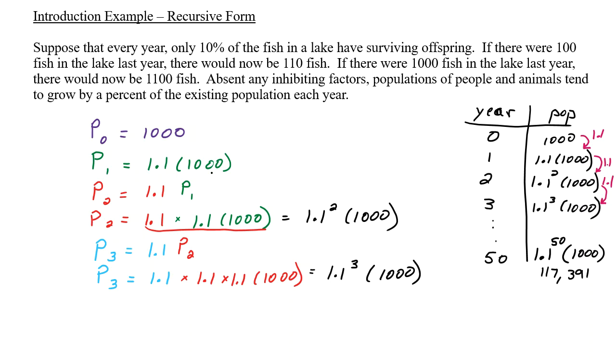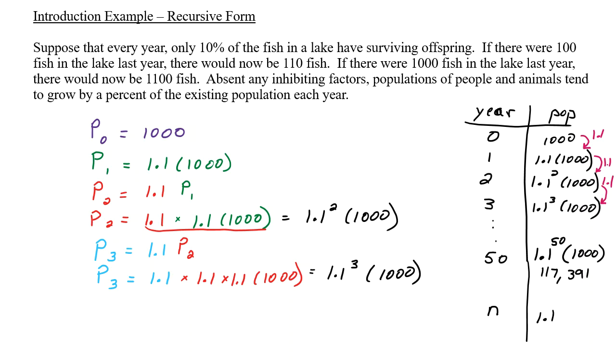So maybe this isn't a great estimator for 50 years from now, but maybe 10 years from now, and still it would be a time saver if I wanted to estimate the population 10 years from now, as opposed to multiplying by 1.1 over and over again. All right, but here's the big step now. We want to generalize this. So n years from now, how will I find the population?